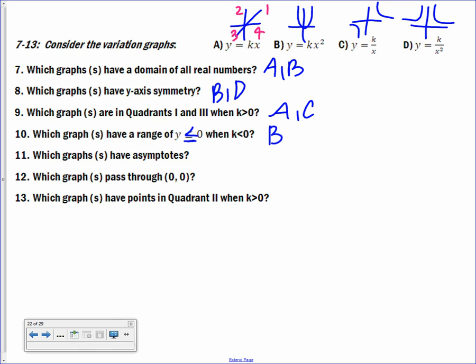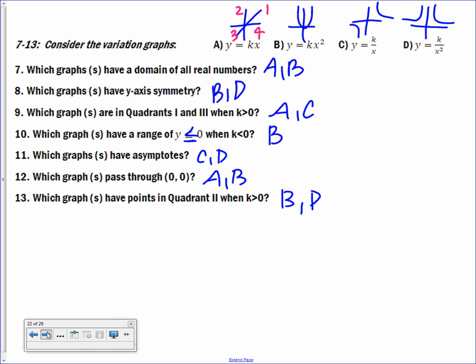Which ones have asymptotes? That's C and D, all the ones where you have to pick up your pencil to draw them. Which graphs pass through 0, 0? That would be A and B. C and D do not go there. And which graphs have points in quadrant 2 when k is greater than 0? That would be B and D.